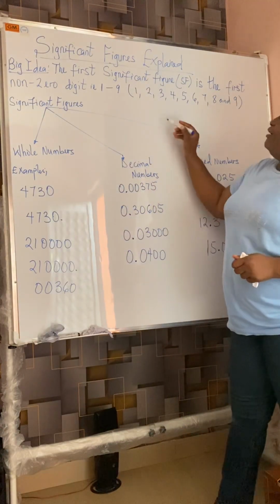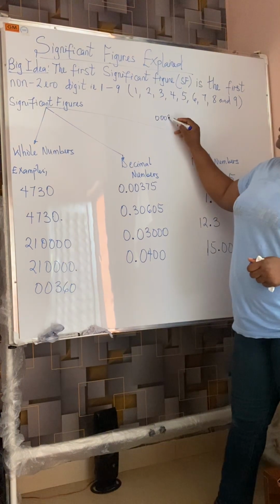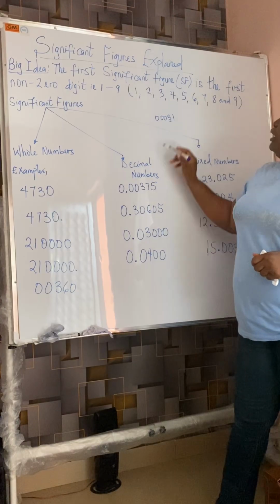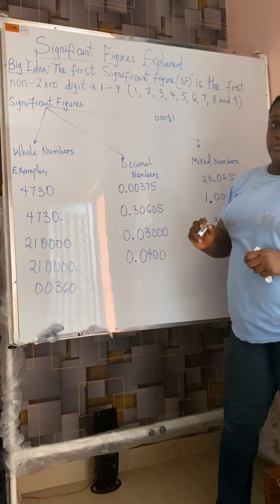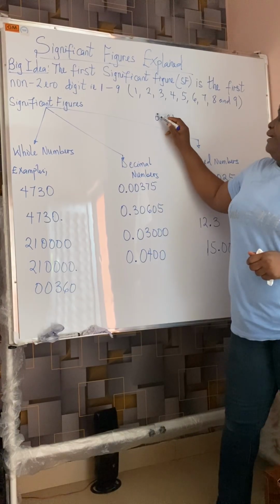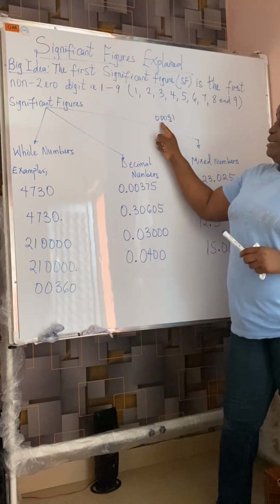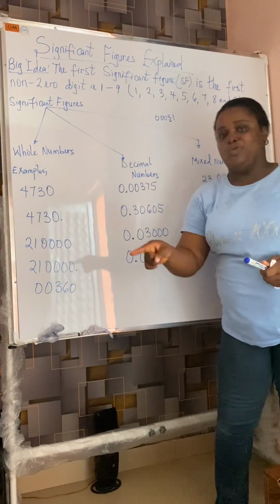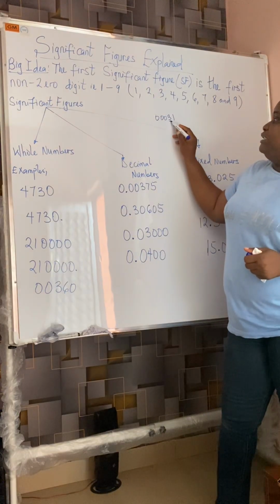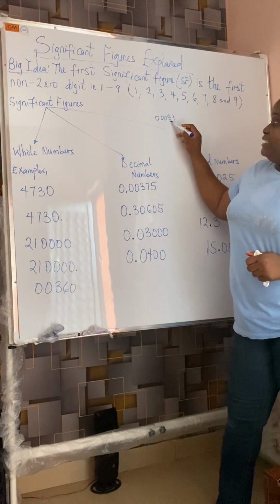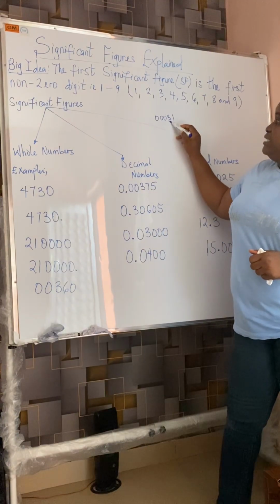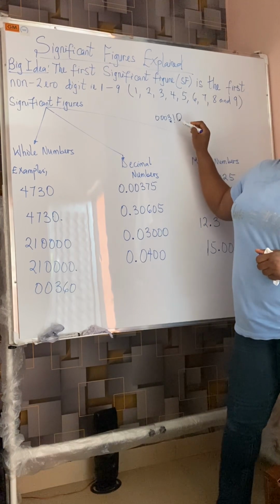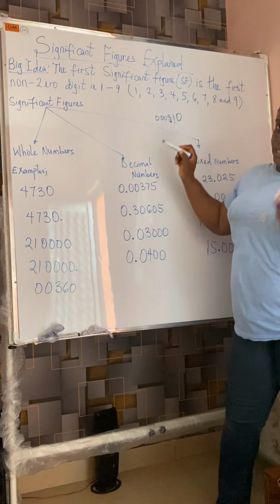That means if I have 0, 0, 0, 3, 1, this is where the first non-zero begins. And this becomes my first significant figure. What the zeros are doing here, these zeros here, we don't regard them as significant. We just call them placeholders. I said placeholders. All right. So if the first non-zero digit is 3, and this is where the first significant figure starts, it means this is significant, this is significant. If I add another 0 here, this 0 is also significant, so that there are 3 significant figures here.